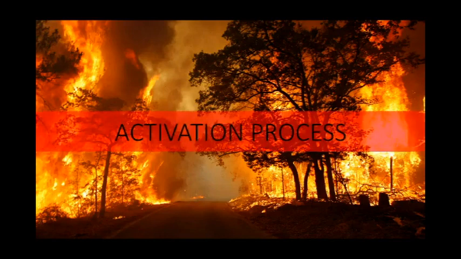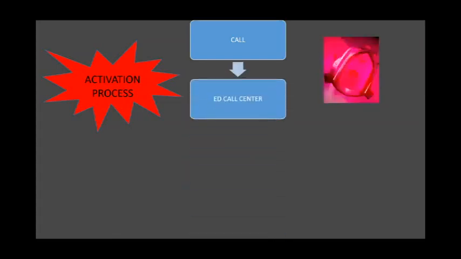Let's talk about the activation process. So first, we receive a call from the public. For example, "Hello, hospital. We have a landslide occurring at Jalan Cheras. A few houses have collapsed. There are people trapped. Please send an ambulance here. Hurry." The emergency department call center will get all the necessary information of the caller, location of the incident, etc.